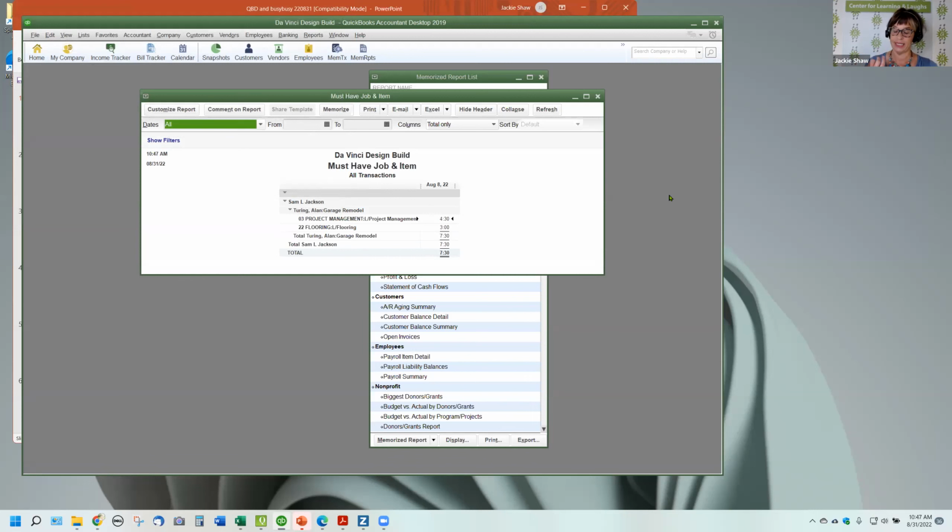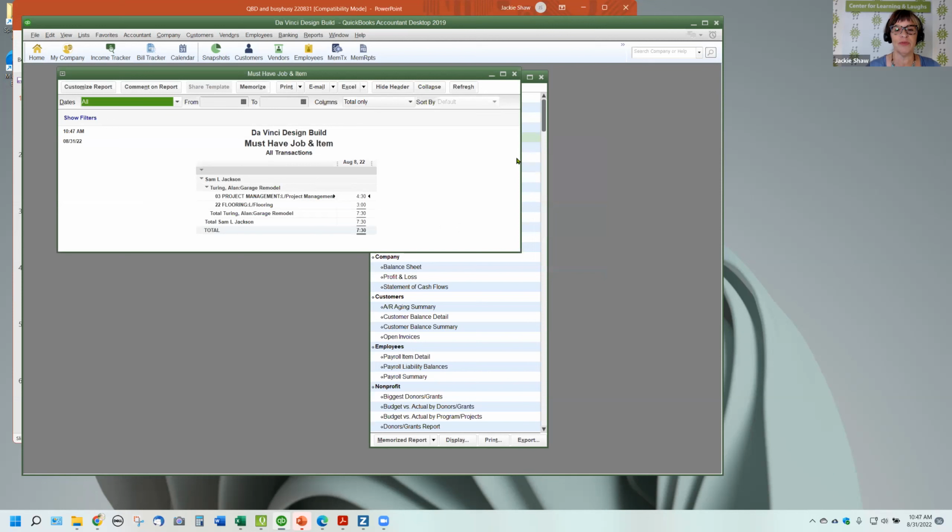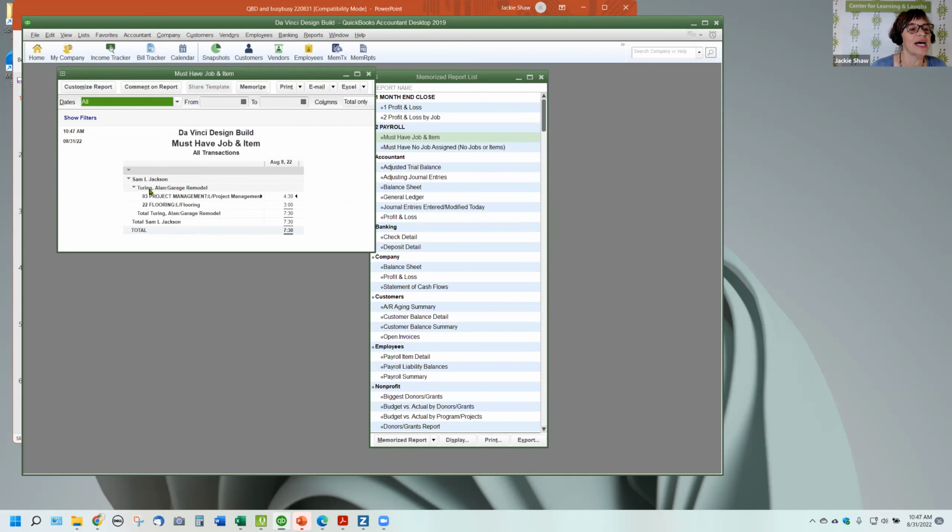You do not need to have a special version of QuickBooks for the time reports. They're in every version of QuickBooks. But this report says must have job, must have item. So every single entry here, I want to see customer name and project, and the service items, aka cost codes. So they all must be present in this report before I do payroll.